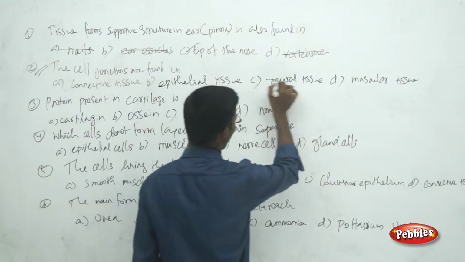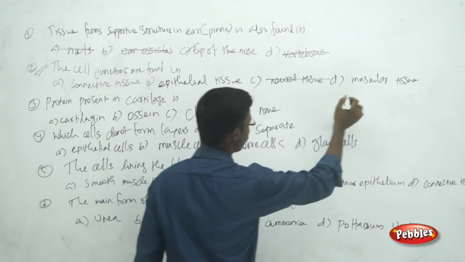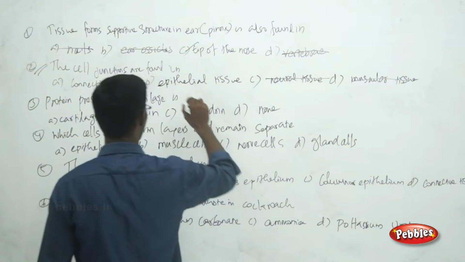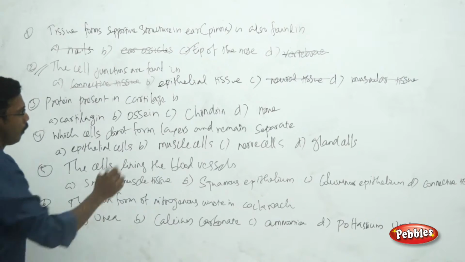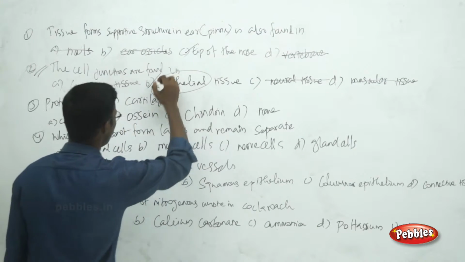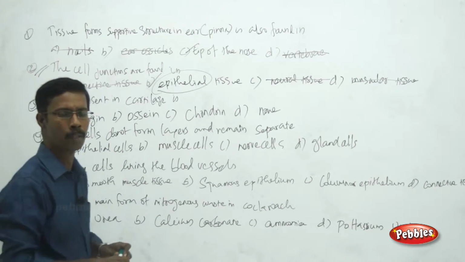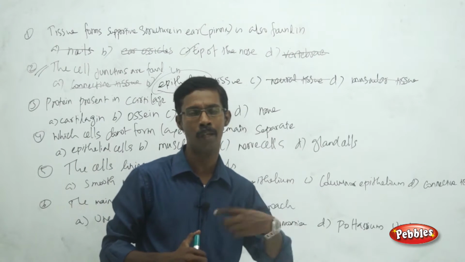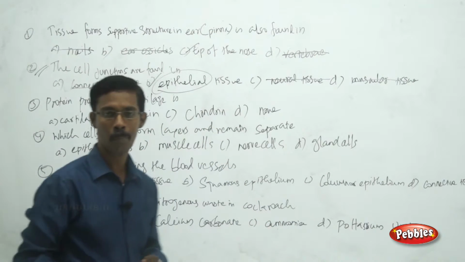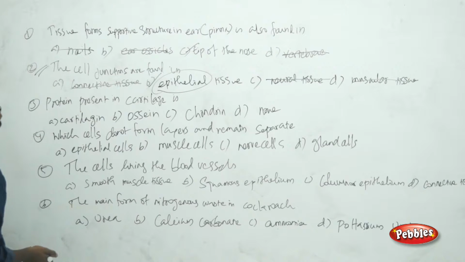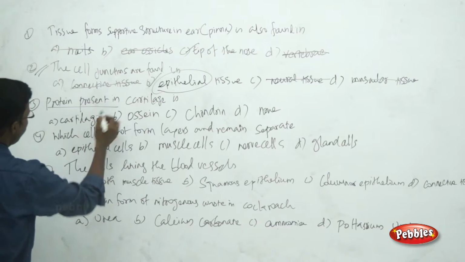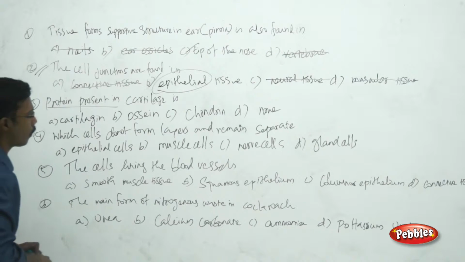Neural tissue, there you cannot see any connection or junction. Muscular tissue and connective tissue you can eliminate. The correct choice over here is epithelial tissue. In the epithelial tissue, all the epithelial cells are interconnected or interlinked by the junctions called cell junctions. And see the next question, the proteins present in the cartilage.